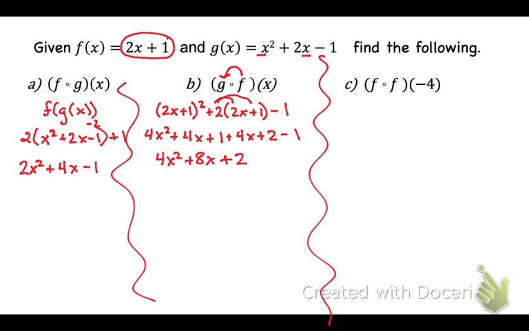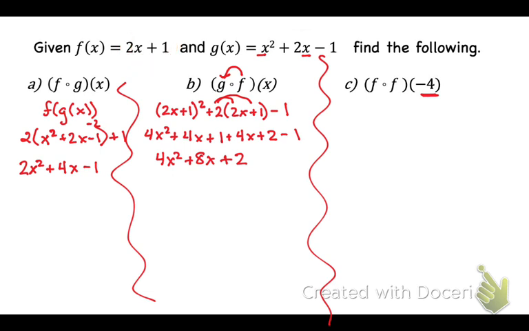I finished before you. So what's the last one say to do? F of negative 4. Okay. So f of negative 4. So eventually the x's are going to turn into what? Negative 4. So we can do this two ways. I'm going to show you both ways. Okay, so we can put f into f.